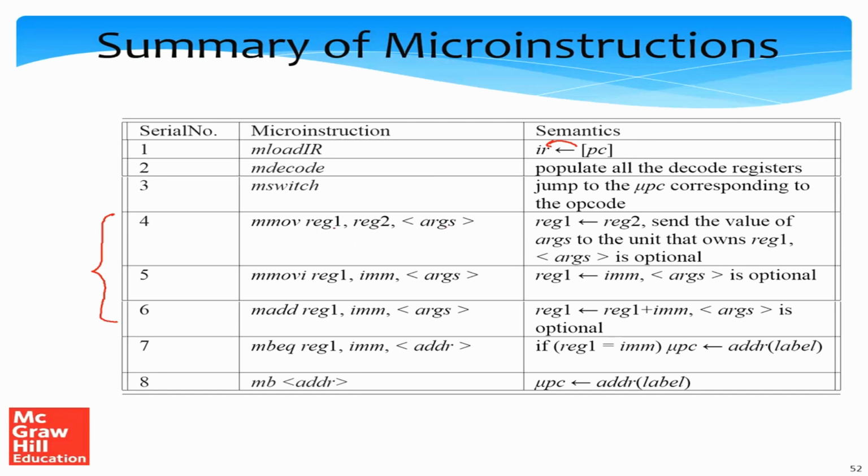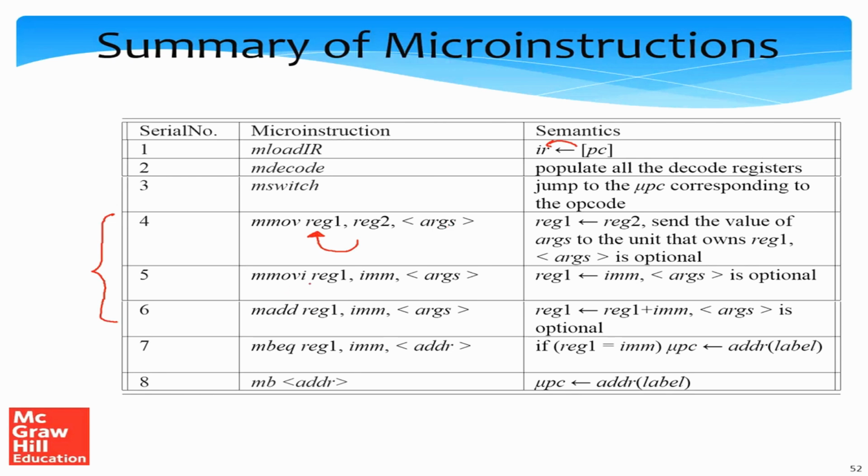So, for example, in the mmove micro instruction, which takes a register 1 and a register 2, we set the contents of register 1 to the contents of register 2. And these are all micro registers. And we send the value of args, right? So we send the value of args on the bus. Specifically, we send it to the unit that owns reg1. For example, if we send it to ALU result, it'll essentially go to the ALU. Since it's sent on the bus, theoretically everybody can read, but the unit that owns a certain register is the one which is supposed to read and process it.